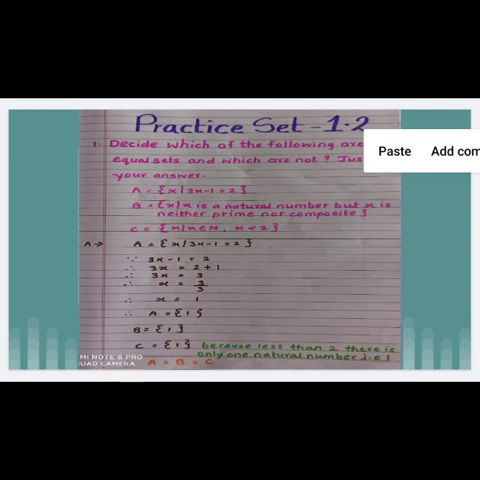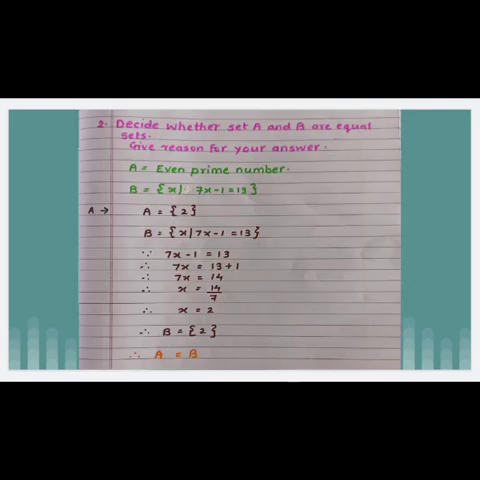Okay, understood? Second example. Decide whether set A and set B are equal sets. Give reason for your answer. Now here they given 2 sets. First we will convert them into listing form. So let us see the first one.